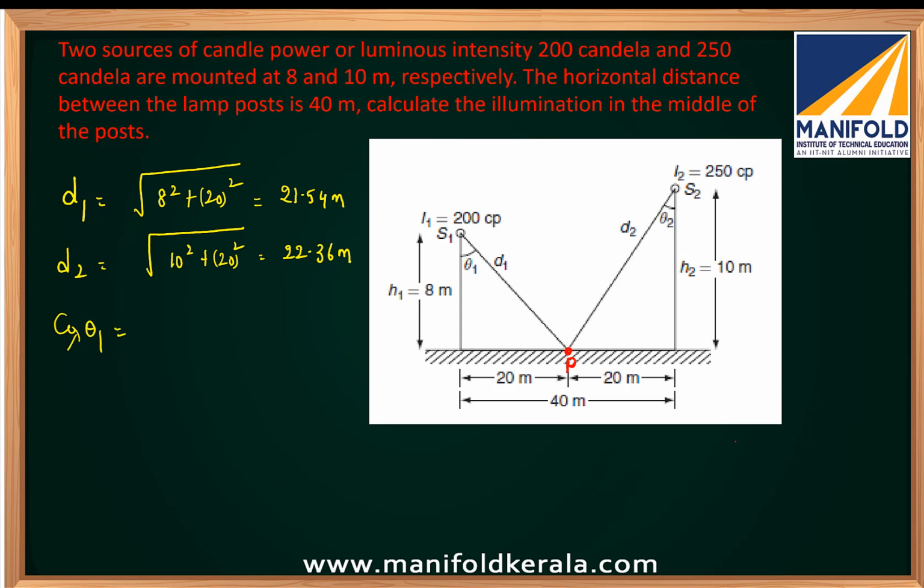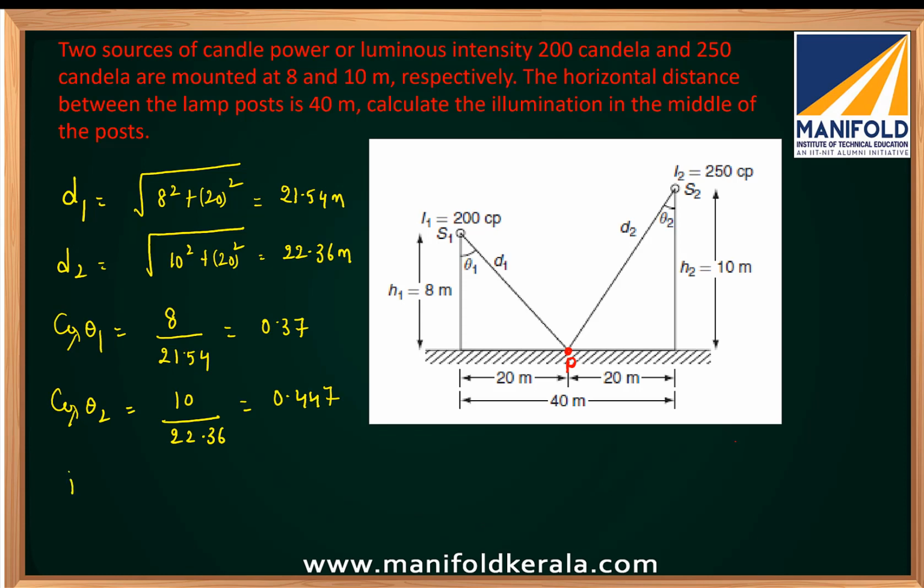Now what is cos theta 1? Cos theta 1 is given by 8 divided by the hypotenuse 21.54. So this value turns out to be 0.37, and cos theta 2 value is 10 divided by 22.36. So from this we are going to get this value as 0.447. Okay.